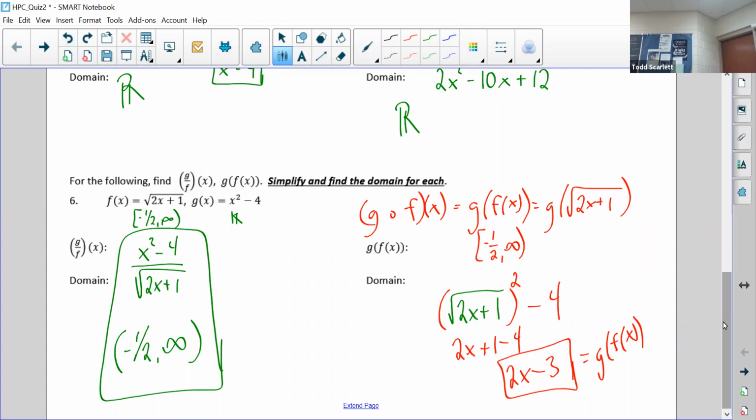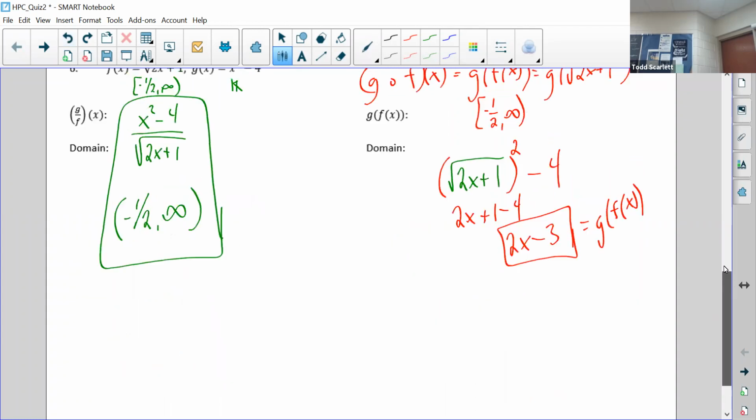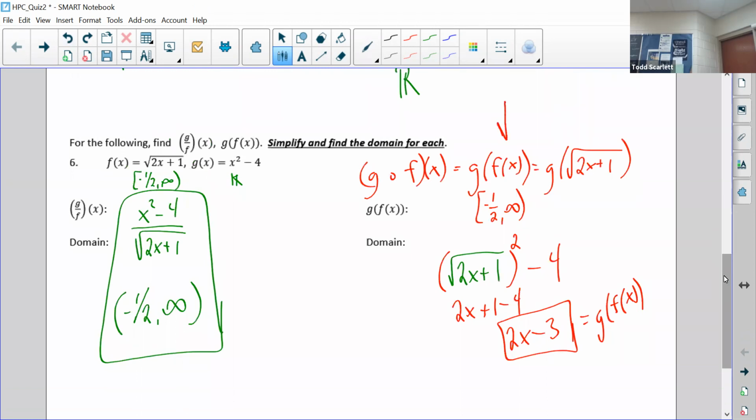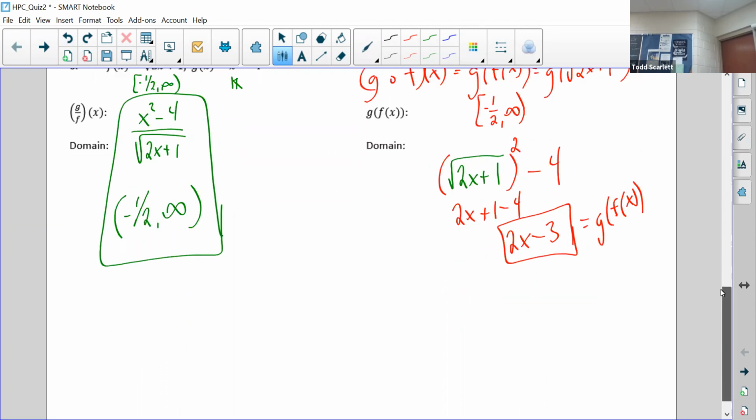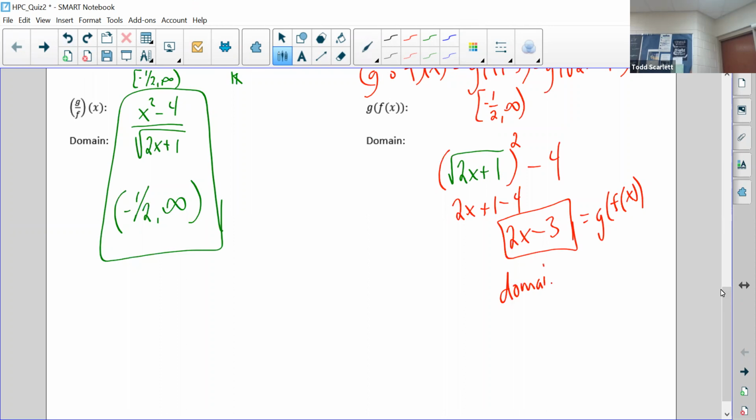Now the domain, well, look back to the beginning. The domain at this stage right here got shrunk down to -1/2 to infinity, and it remains there. There was no other operation. I didn't divide anything new. I didn't take the square root of anything new. So the domain remains -1/2 to infinity. So this is really deep, I think, and interesting. This is just a line, with a slope of 2 and a y-intercept of -3. But if you were to graph this, it would only exist beginning at x equals -1/2, and then it would just go to the right to infinity.